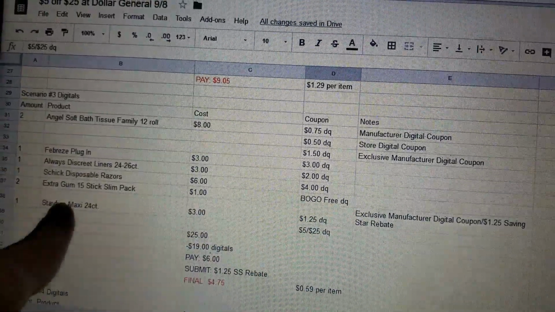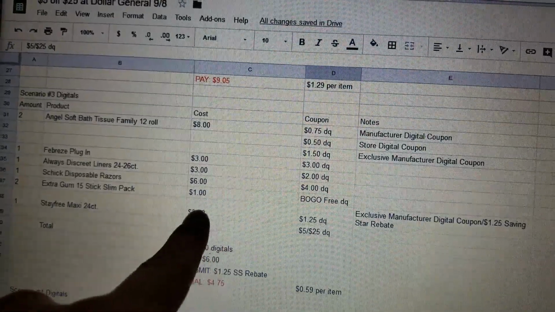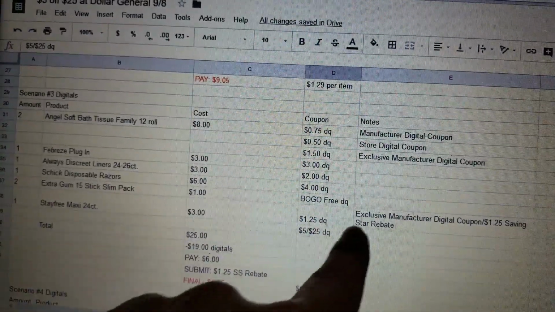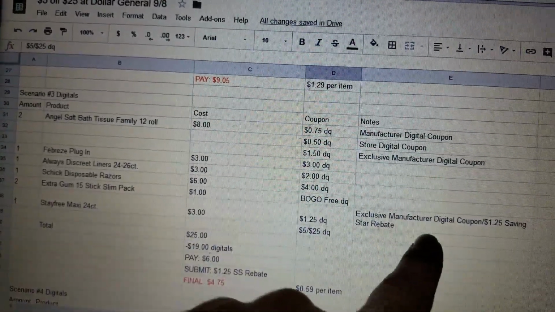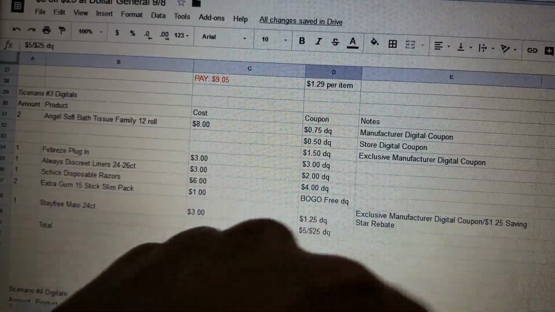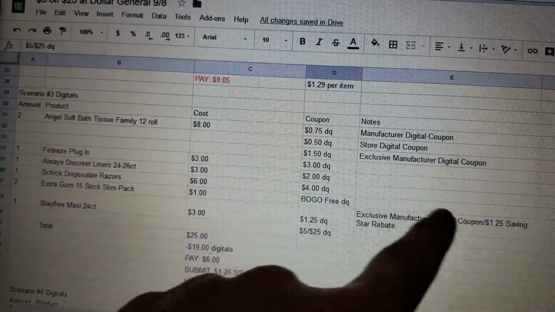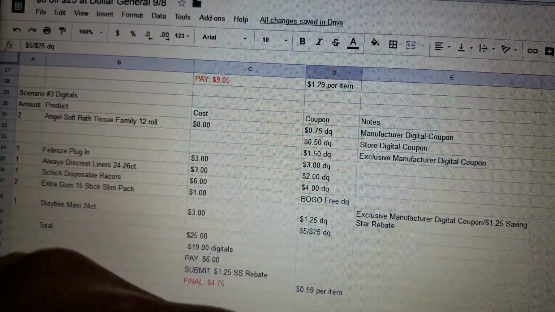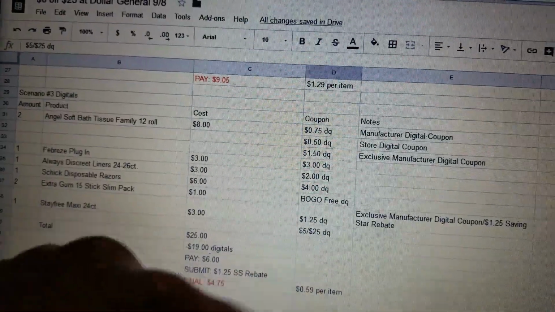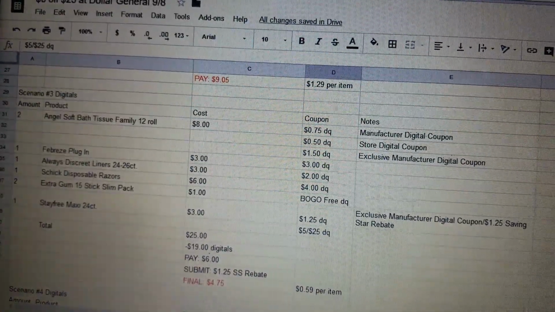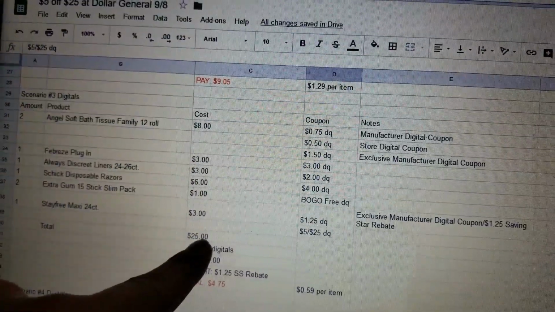Then you're going to get one of the Stay Free Maxis, 24 counts. Those are $3. We have a $1.25 exclusive manufacturer digital coupon. And then there's also a $1.25 Savings Star rebate if you clipped that on your Savings Star account. And of course, we have that 5 off of 25. Now, it is $25 even.